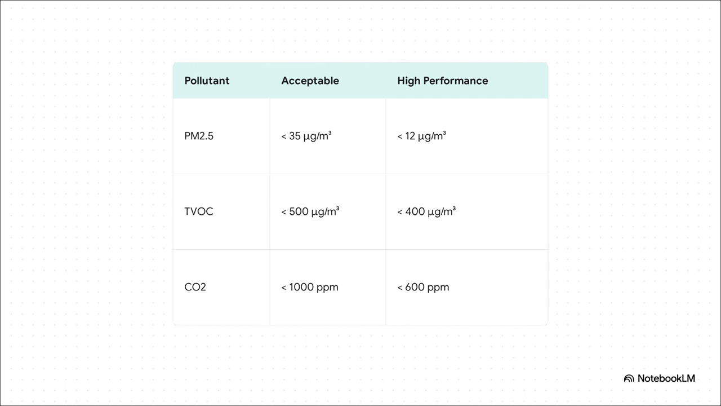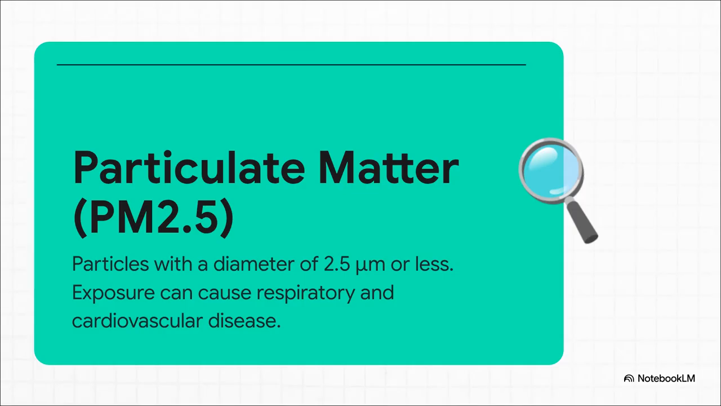Reset hones in on 3 main culprits you find in indoor air: PM 2.5, TVOCs, and CO2. For a building to get certified, it has to prove that the daily average for these stays within the acceptable limits. And for those projects that want to go the extra mile, there are even tougher, high-performance targets. So let's break these down one by one.